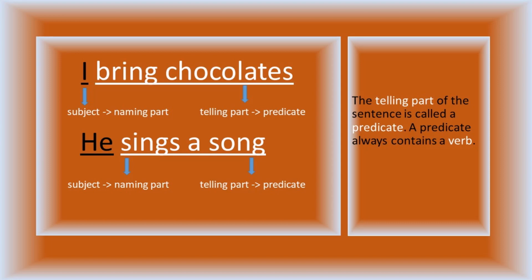So the part of the sentence that has a verb is called a predicate. The telling part of the sentence is called a predicate. What do we call it? It's a predicate, and a predicate always contains a verb. In the predicate part, or in the telling part, there will be a verb. Is it clear?